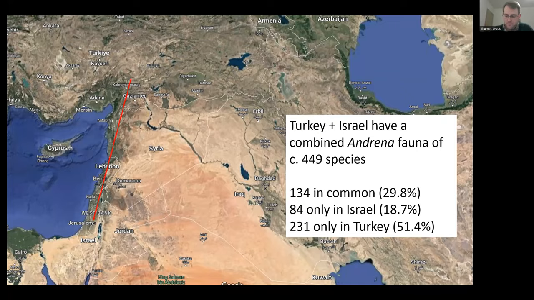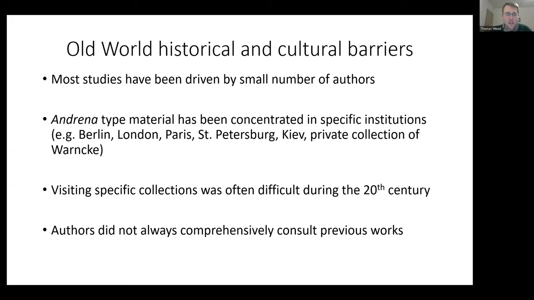So as I mentioned earlier, there's been a relatively small number of authors who've worked on Andrena, relative to the size of the genus. And this means that Andrena type material is usually concentrated in relatively few institutions. In Berlin, they have most of Friese's material. In London and Paris, they have basically all of Pérez's material. In St. Petersburg, all of Morawitz's material, etc. And so it's a good thing, because you need to visit relatively few institutions in order to see a large number of types.